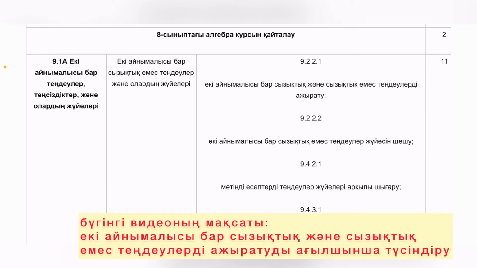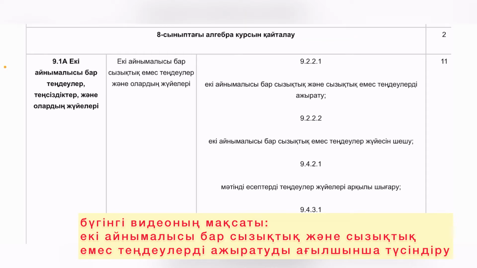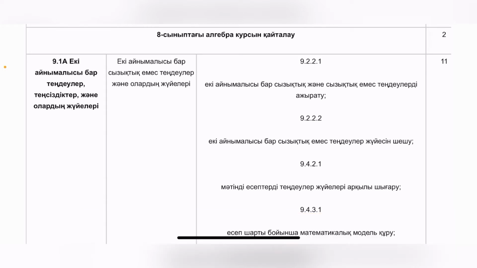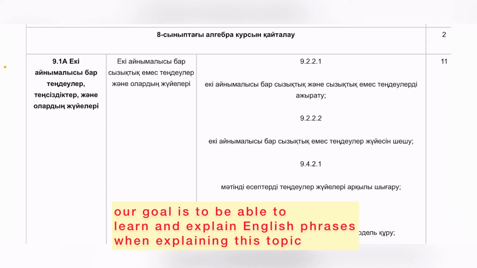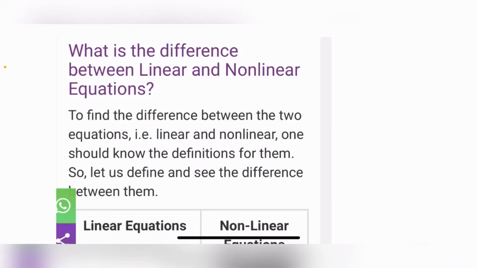So the objectives of today's lesson will be about distinguishing nonlinear and linear equations in two variables. As you can see, the first objective, 9.2.2.1. So our goal is to know and be able to use English words about identifying linear equations and non-linear equations with two variables. So what is the difference between linear and non-linear equations?